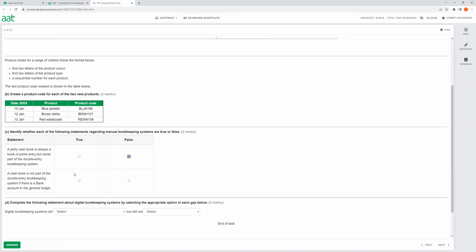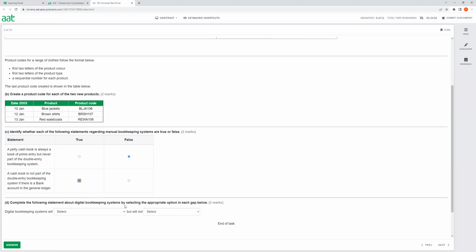So that's false. A cash book is not part of the double entry bookkeeping system if there is a bank account in the general ledger. That's true. So for example, if you already have the bank account on the GL, and if you take the cash book as well, it's going to be double, because in the cash book, you have 2 columns, one for the cash and one for the bank. So you need to make sure, if you already have the bank, then cash book is not part of the double entry bookkeeping system. So that's true.